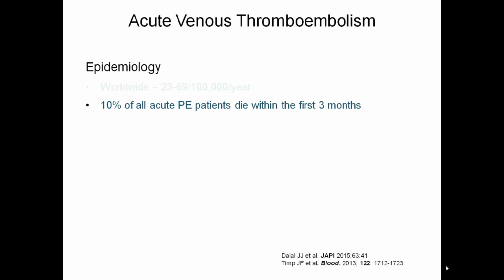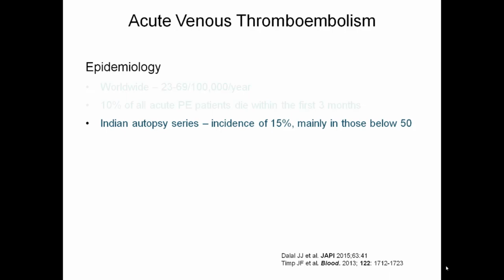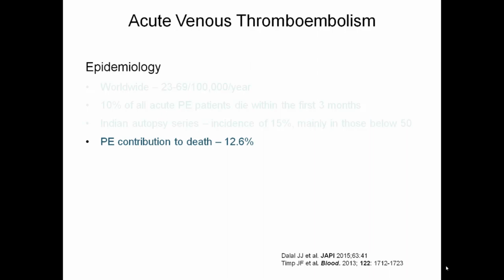Regarding the Indian autopsy series, the incidence is 15%, mainly in those who are below 50. So according to the age, and also according to the symptomatology, you have to diagnose these patients. And the PE contribution to death is around 12%. So if you see the autopsy series, 12% of patients will have venous thromboembolism that is leading up to pulmonary embolism.